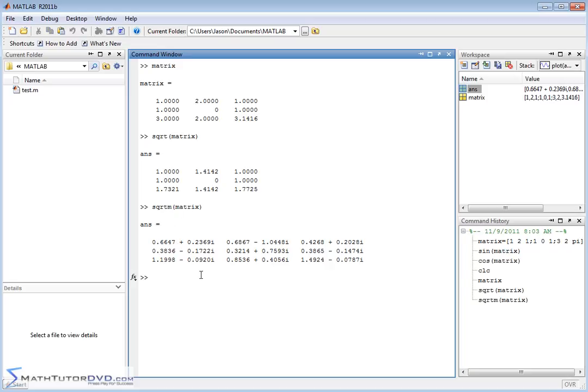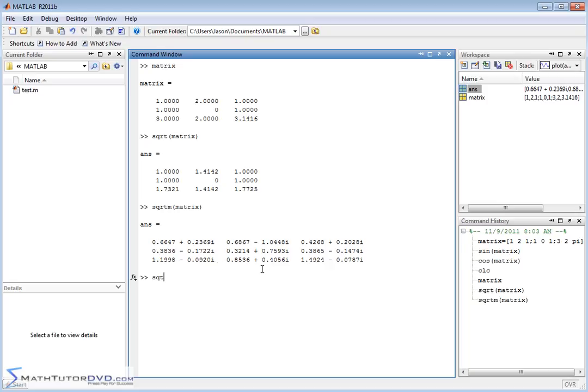Now let me show you real quick. If you take the square root of any number, like the square root of 25 is 5, right? Well, then if you take 5 times 5, you should get the original number back, right? Because the square root of 25 is 5, so if you take 5 times 5, you should get the original number, which is 25, back.